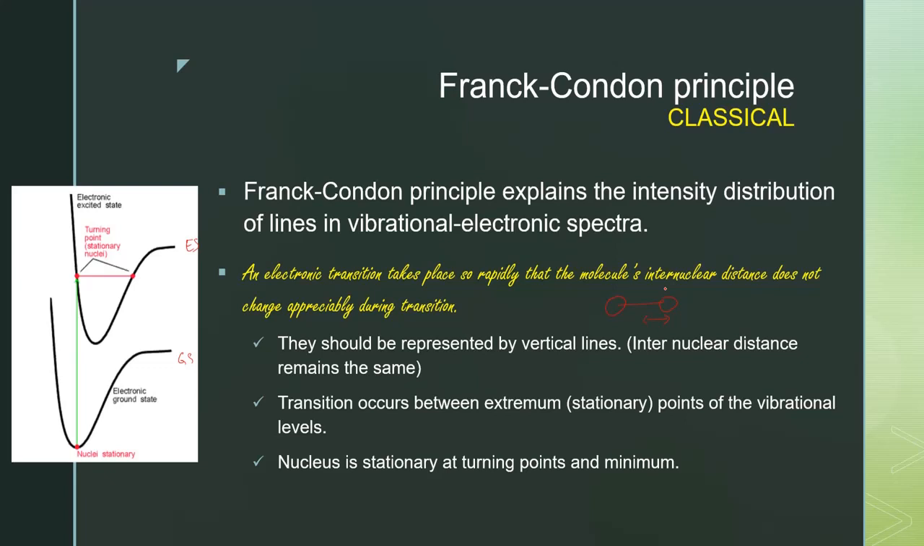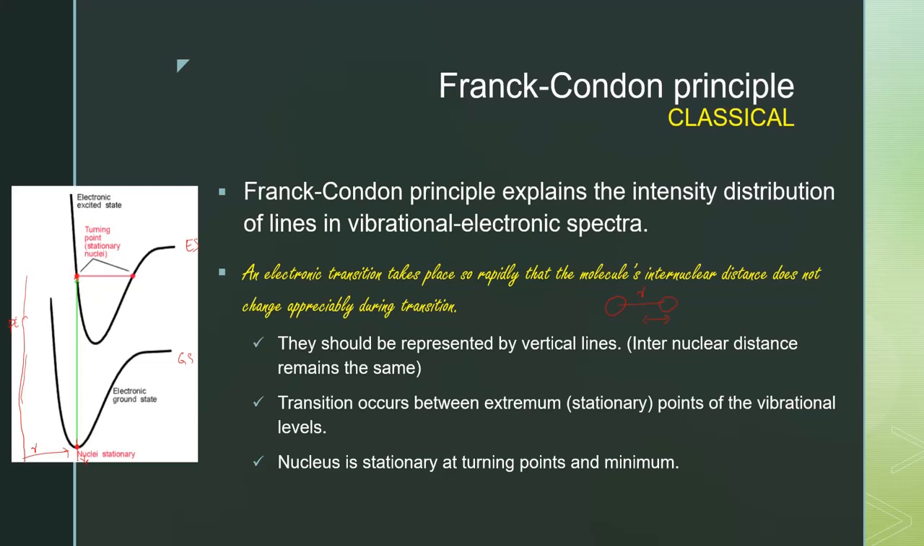If it does not change appreciably, that means the bond length R is the same. We know that in this plot we plot potential energy against the bond length, right? Here we plot potential energy against the bond length R, which means that the bond length R has to be the same for the ground state as well as the higher state. So if for the ground state this is the Re, then it has to be the same for the Re dash case also.